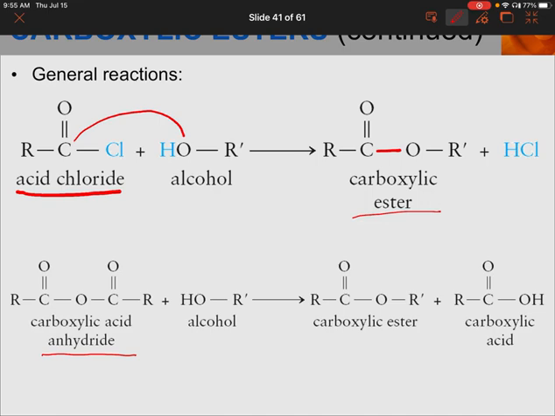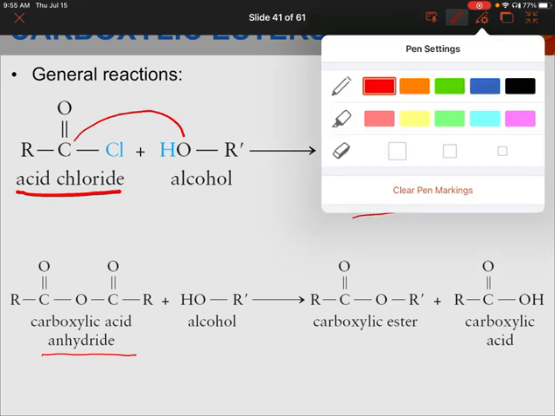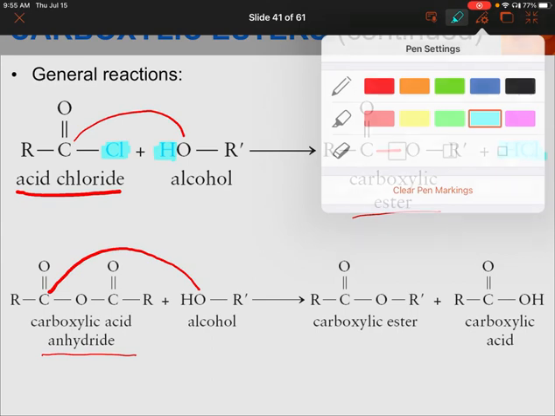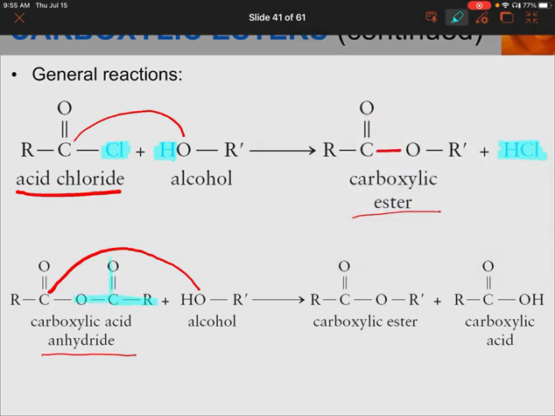But instead of producing a water molecule as a byproduct, we're now going to create hydrochloric acid as our byproduct, HCl. Now, if we use an acid anhydride, something similar occurs. The carbonyl carbon is going to team up with the oxygen from the alcohol. And then the other portion of the anhydride is going to team up with hydrogen to create a carboxylic acid.